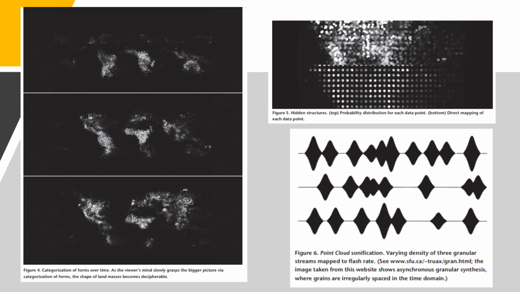Figure 4 is categorization of forms over time. As the viewer's mind slowly grasps the bigger picture via categorization of forms, the shape of land masses becomes decipherable. Figure 5. Hidden structures. Top. Probability distribution for each data point. Bottom. Direct mapping of each data point. Figure 6. Point Cloud sonification.